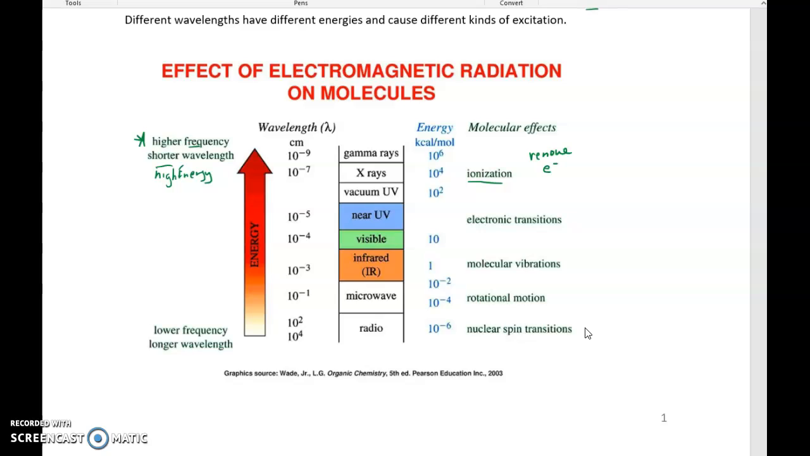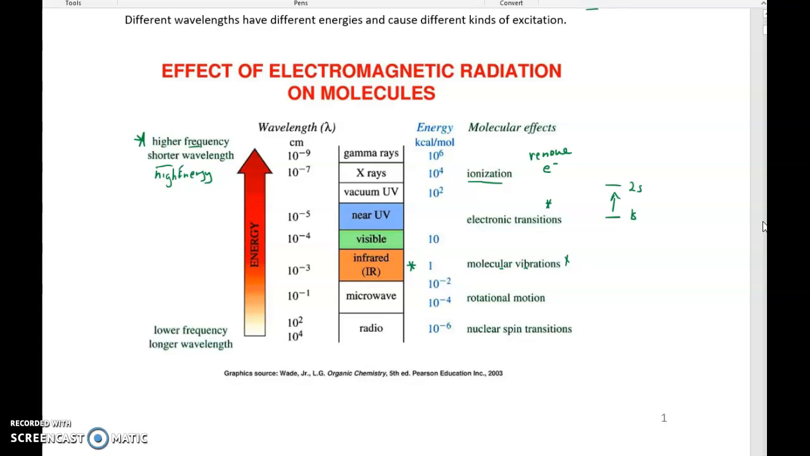The near UV and the visible causes electronic transitions. So this is where it goes from a 1s up to a 2s. That's an electronic transition. It's an excitation of the electron. The infrared that we'll be looking at causes molecular vibrations. So molecules will vibrate if you hit them with just the right amount of energy.